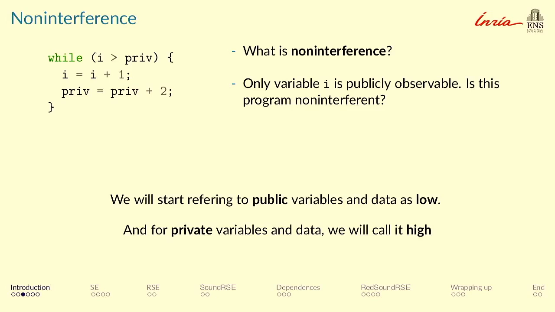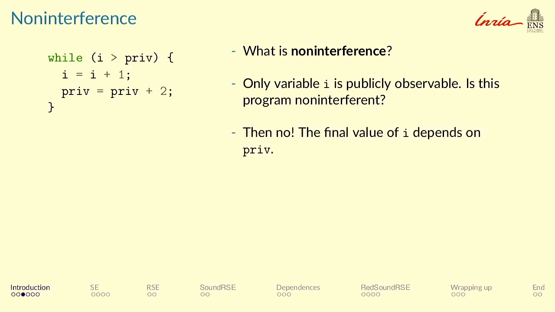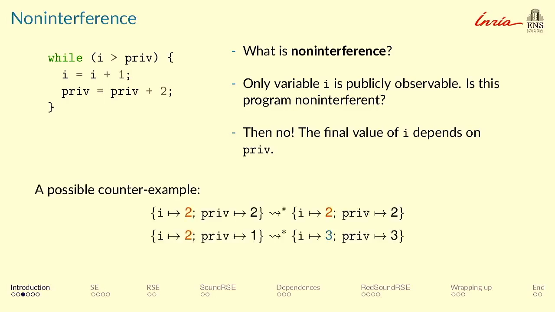Okay, so this program is actually not non-interferent, because the value of I depends on the value of prib. If the difference between I and prib is big, then the final value of I is going to be affected. We can see this by giving a counterexample. We give two memories where the value of I is the same and the value of prib is different, but in the final memories, I is now 2 in the first one and 3 in the second one. So indeed, the value of prib is modifying the value of I in the end.